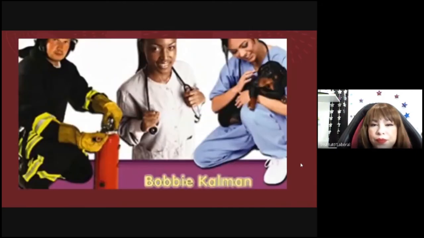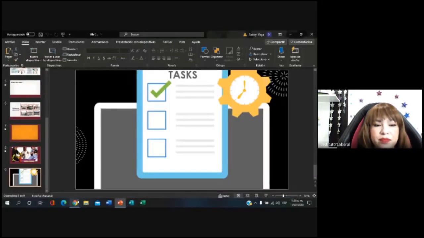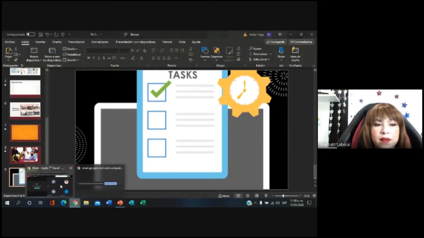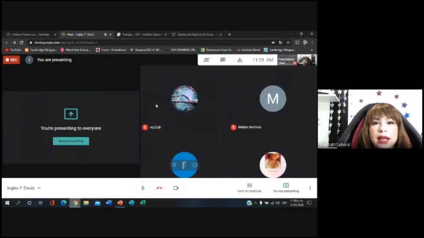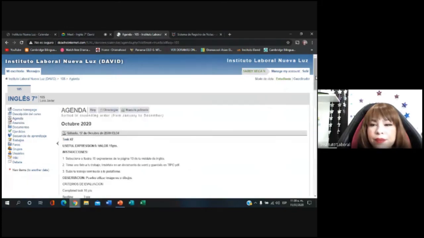Really interesting. These are readings about community helpers and jobs. Okay, now let's talk about the tasks. Remember, you have different tasks that you can check here in the agenda or in Works. You have task number 4 and number 5.